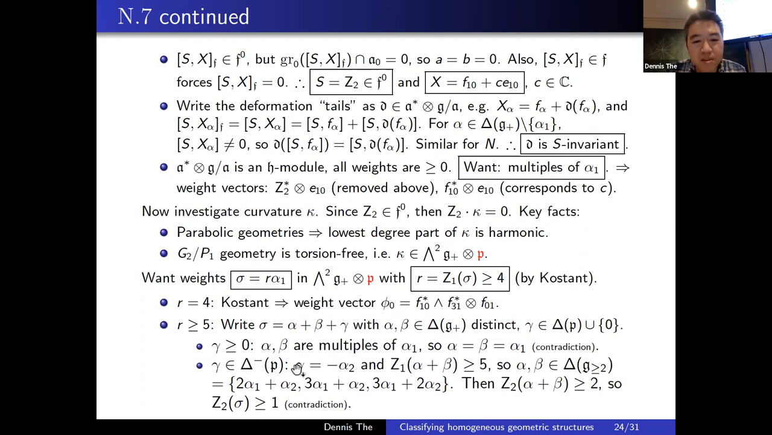So if gamma is negative, there's only one negative root there, that's negative alpha two. You're in grading 5 or higher, so that forces the sum of these guys to be at least 5. And so this forces alpha and beta to be non-negative, in grading at least 2, both of them. These look like this, and so therefore Z2, the grading on these guys, is at least 2. So therefore, the value in the direction of alpha 2 is at least 1. But I'm interested in only multiples of alpha 1. So this is telling me I have some component in the alpha 2 direction, and so that gives a contradiction.